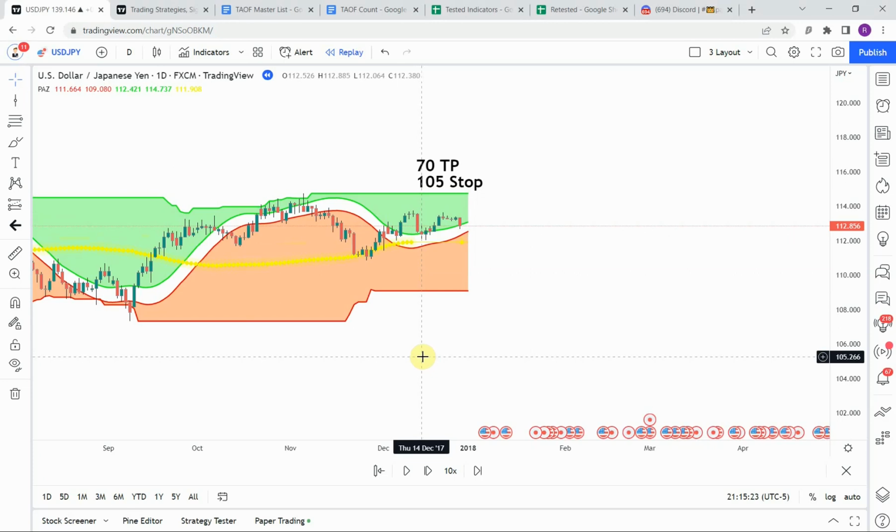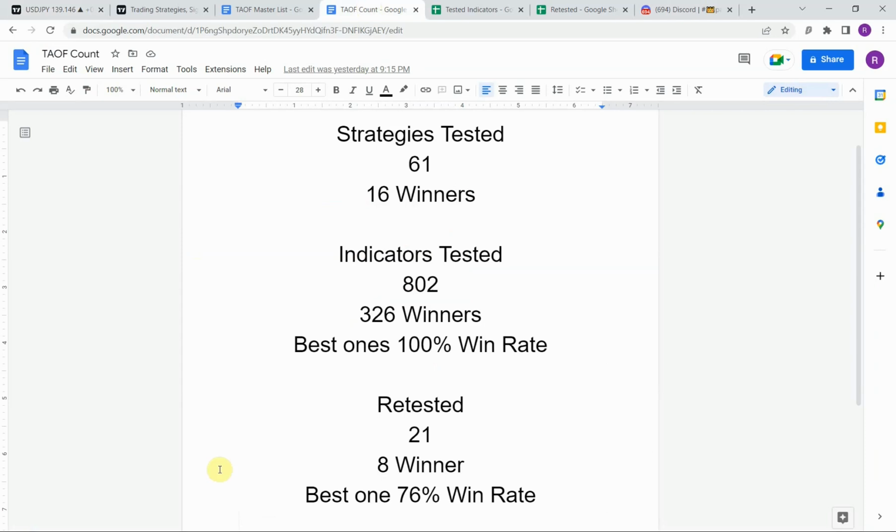Alright, as I said, today we will be testing the price average zones. Before we do though, I wanted to put the testing scoreboard up for everyone to see. So to date, we have tested a total of 61 different strategies, with 16 of them being profitable. We have also tested a total of 802 indicators, with 326 of them being winners. The best ones so far were able to achieve a 100% win rate. Now you need to know the context of how they were able to achieve that. So go back and watch those videos and see what you can get out of those winning indicators.